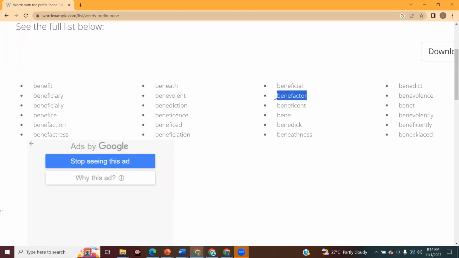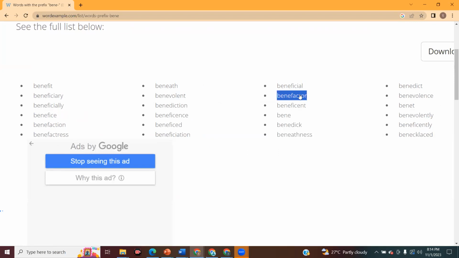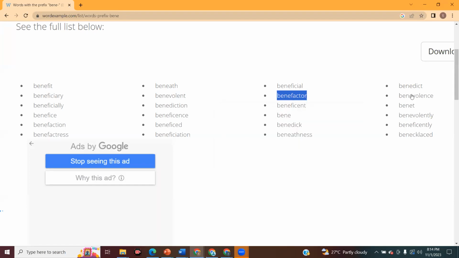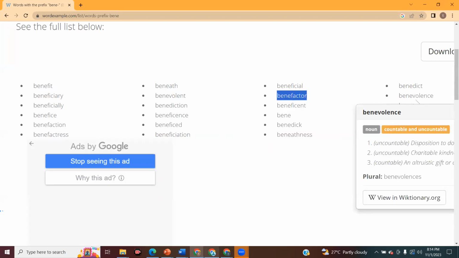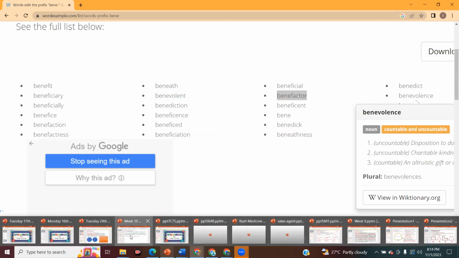Anyone know what a benefactor is? I ain't gonna lie, Mr. Petit, I don't even know. I think a benefactor is someone who gives a gift, often money, to a charity, or someone who gives anything good. It's called a benefactor. Benevolence. Benevolent means a good act. So Beni means good or well.